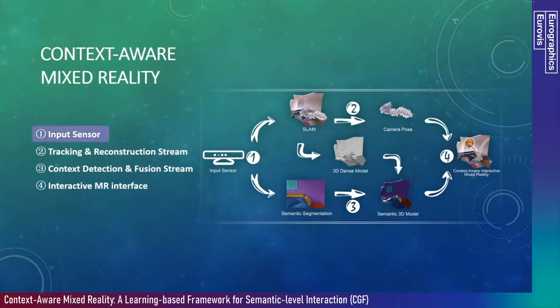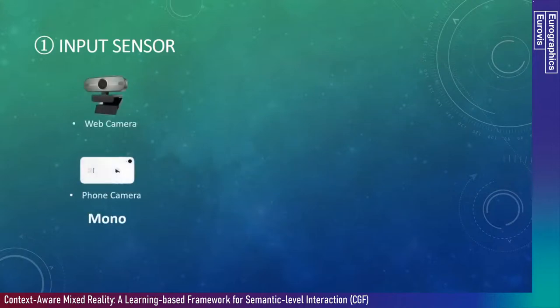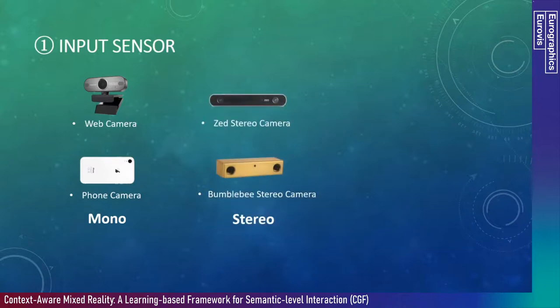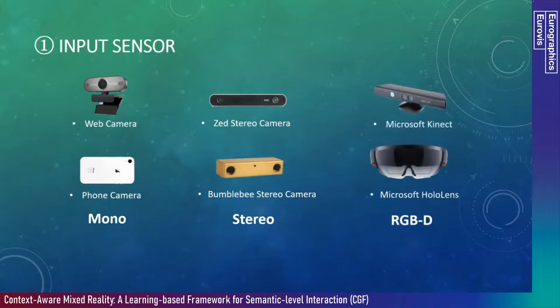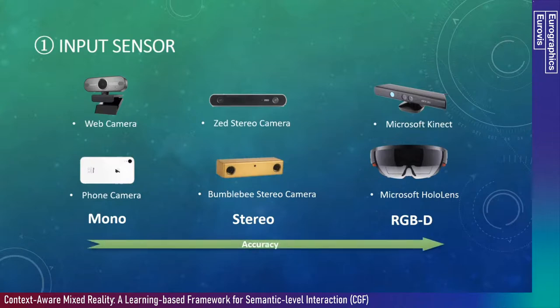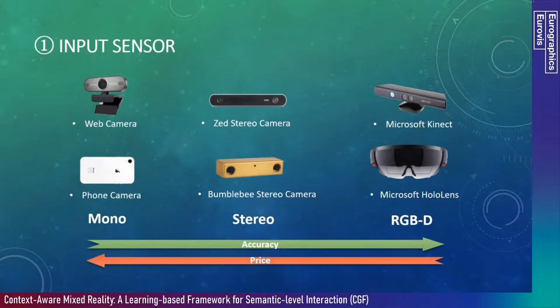First, let's get into the input sensor. There are a lot of different input sensors, and you can use a mono camera, which can be a web camera or the phone camera. There are also stereo cameras available, which contain two lenses. And finally, there is a more advanced camera called the RGBD camera, which means the RGB image and also the depth map are available for this camera. Apparently, the RGBD camera is more accurate for our context-aware MR system because we need tracking and reconstruction. With the depth map available, we can get more accurate reconstruction and tracking results. However, the RGBD camera is much more expensive than stereo and mono cameras.